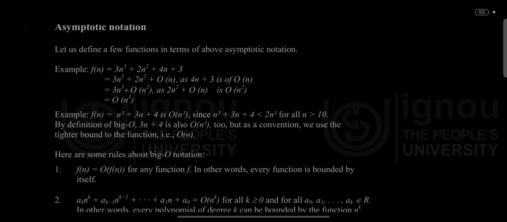Asymptotic notation. Let us define a few functions in terms of the above asymptotic notation. Example, f(n) = 3n cube + 2n square + 4n + 3. 3n cube + 2n square + 4n + 3 is big O n cube, as 4n + 3 is O n, and 2n square + O n is O n square, and 3n cube + O n square is O n cube.